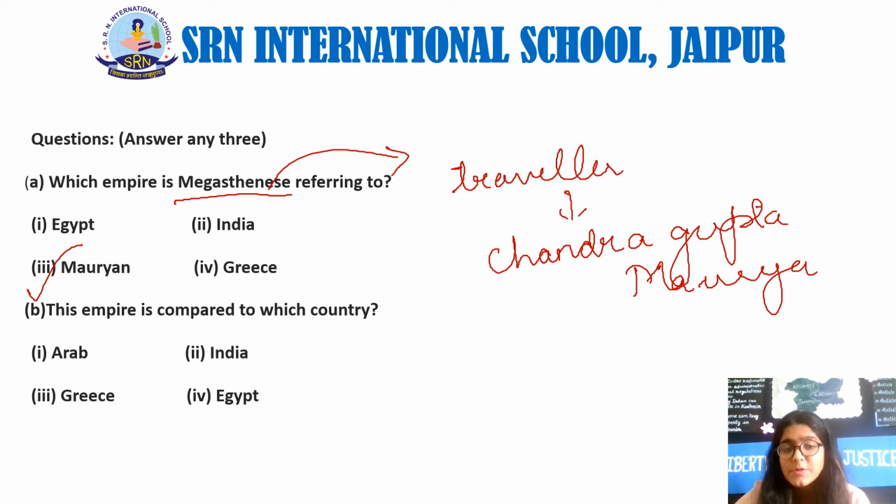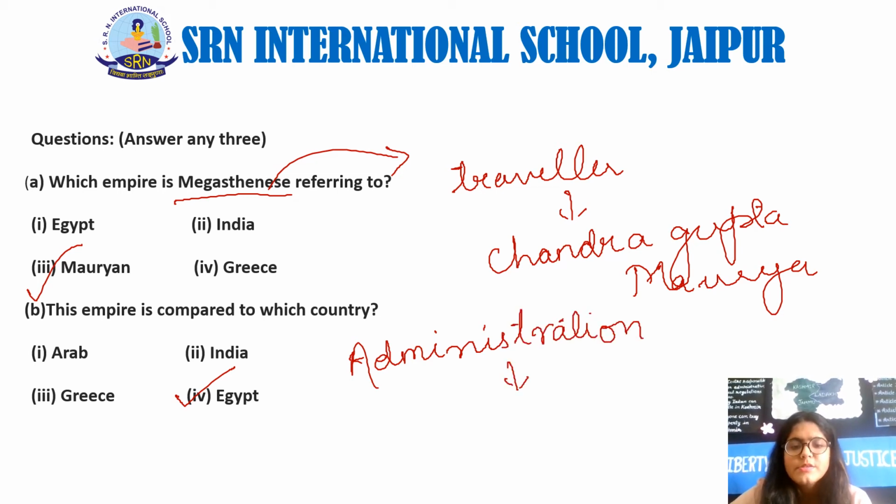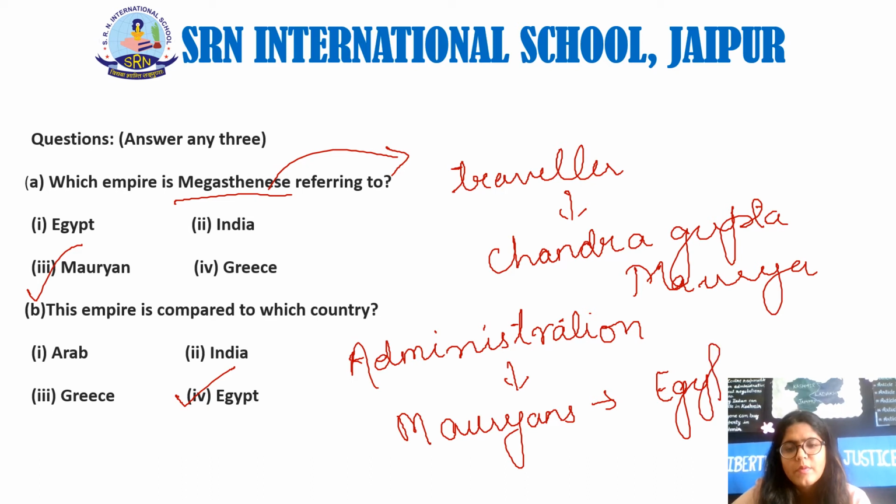Now, this empire was compared to which country? It was compared to Egypt, the country from which he came, and he was comparing the conservation of water and, basically, the administration of the Mauryans to the Egyptians. I hope this is clear to all of you. Now let us move towards the next question.